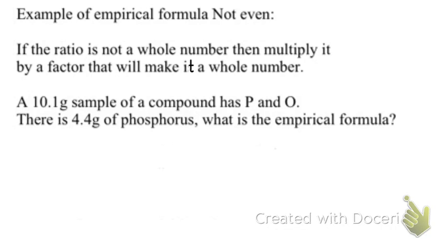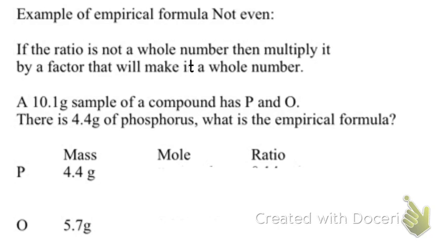Our example problem is a 10.1 gram sample of a compound that has phosphorus and oxygen. There is 4.4 grams of phosphorus. What is the empirical formula? Again, 3 columns: mass, mole, ratio. And then we just need 2 rows, one for phosphorus, one for oxygen. We're told the mass of phosphorus, 4.4 grams. We don't know the mass of oxygen, but we can find it easily enough. If our total compound weighs 10.1 grams, and we subtract 4.4 from it, that'll be the mass of our oxygen. So 10.1 minus 4.4 is 5.7 grams.